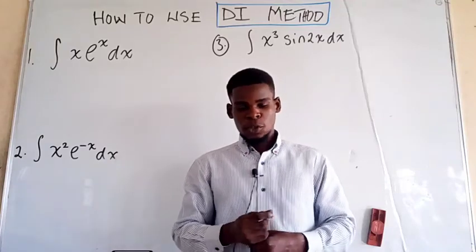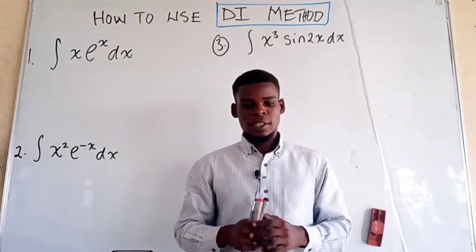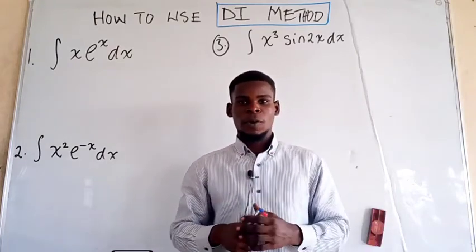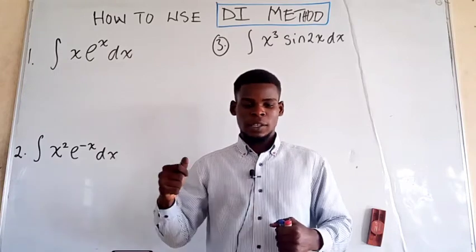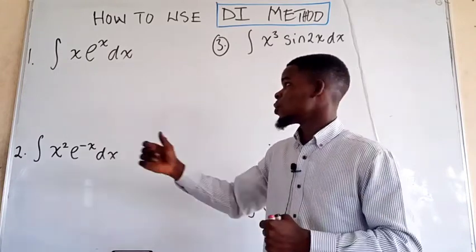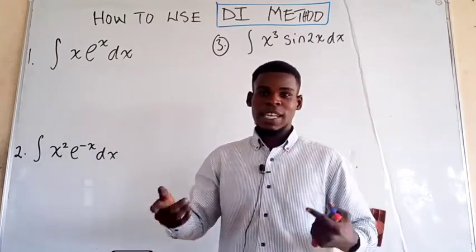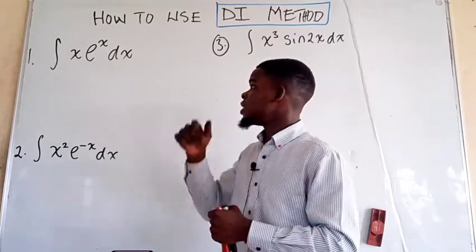Now in this video, I'm going to show you how to make use of the DI method. The DI method is just a simplified version of the integration by parts formula. So if you have a certain function to integrate and you want to make use of integration by parts, because that is the only way, you can apply the DI method over here.